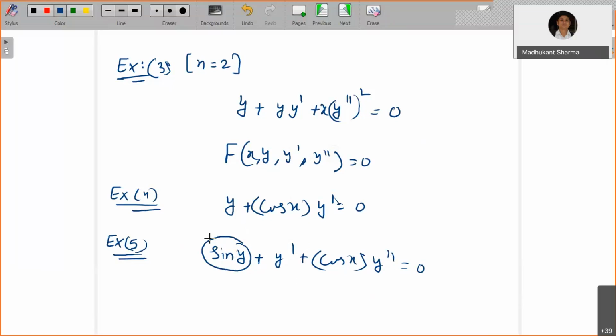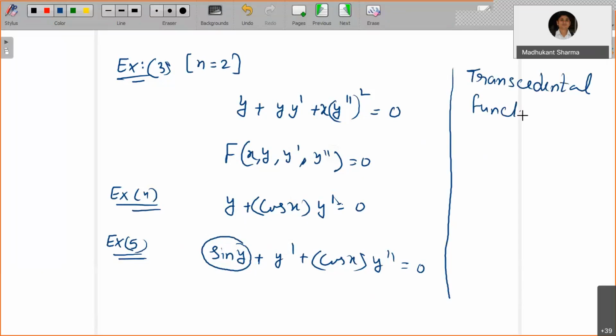When you take something very strange involving y and its derivatives, we can ignore the function of x for deciding the order and degree of the differential equation, but we can't ignore the term where the function of y is involved. I hope you are aware of what transcendental functions are. This is a point where I can mention transcendental functions.